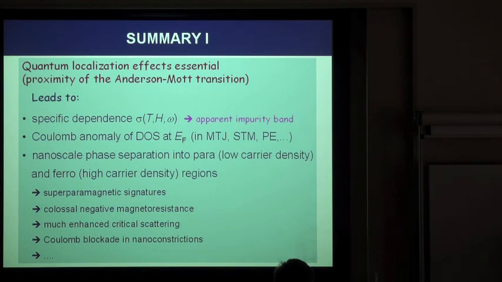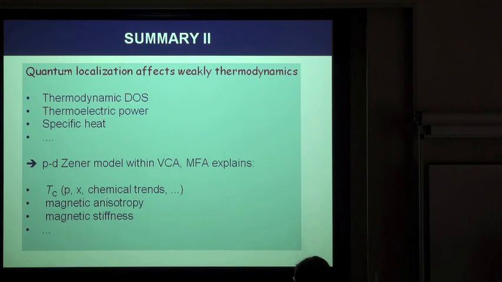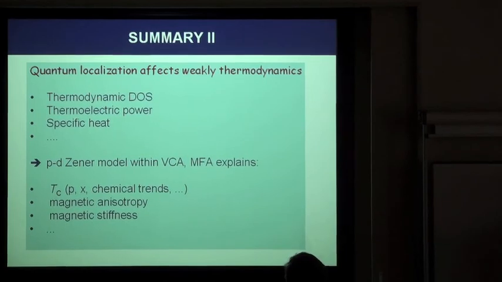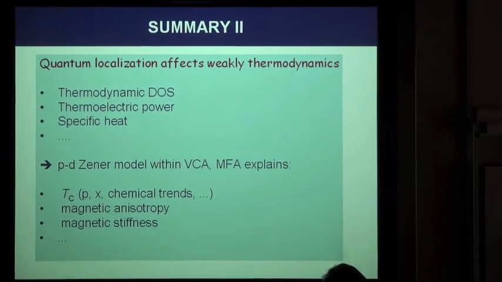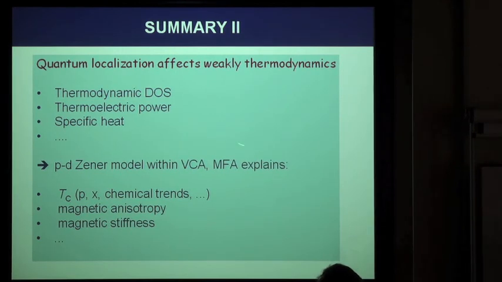concentration of holes. And summary number 2: the quantum localization effects, in contrast to their critical influence on transport phenomena, affect thermodynamics relatively weakly. Due to that, we can understand the thermodynamic density of states without worrying too much about disorder. We can understand some electric power, specifically, which was not yet measured but which we are interested to learn, and other thermodynamic properties. Also, we can use models which do not care too much about disorder to explain Hall concentration and TC, chemical trends, magnetic anisotropy, and magnetic stiffness and other thermodynamic properties associated with ferromagnetism.